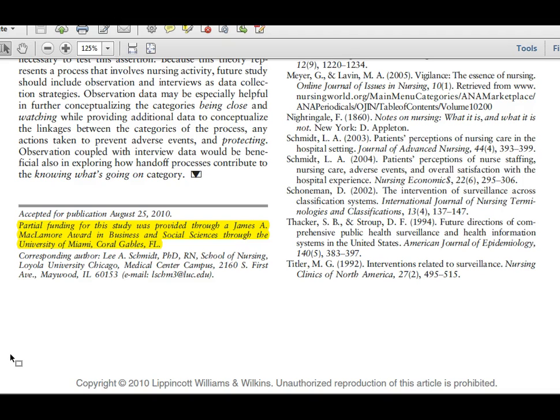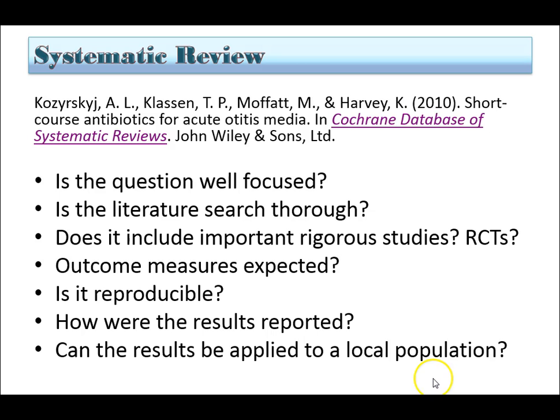Okay, so that's our qualitative study. Let's move on to our next study. So our next example here is a systematic review. And if you remember through our discussion earlier, a systematic review is considered one of the highest level of evidence for a research article. So this review is from the Cochrane database of systematic reviews.